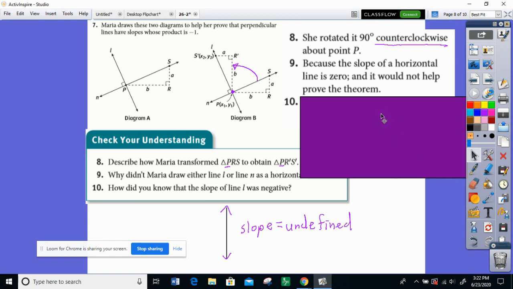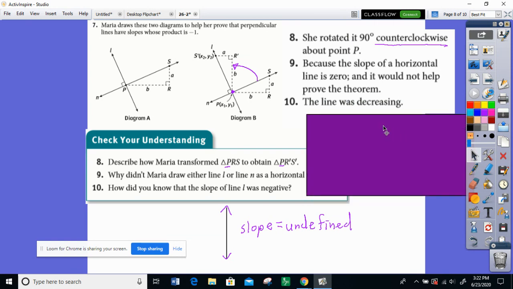All right, how did we know that the slope of line L was negative? Well, we knew that because the line was decreasing. Going from left to right, the y values are going down.